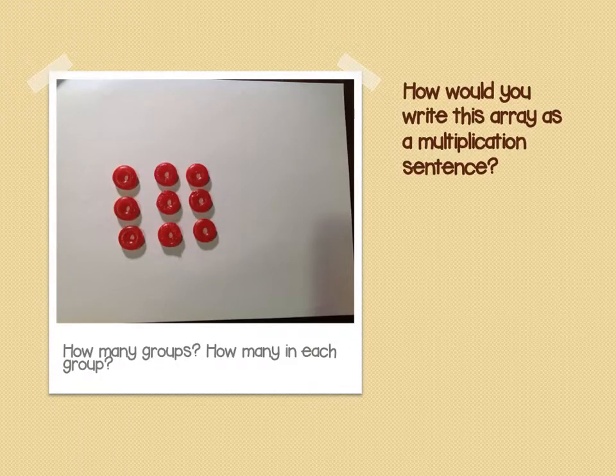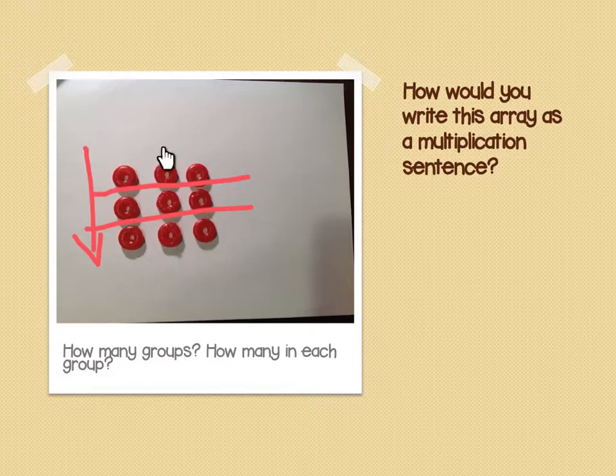All right, let's do one. How would you write this array as a multiplication sentence? You can see the picture of an array right here with my lifesavers. I have 1, 2, 3 in this row, and I have 3 columns. So I'm going to draw some lines to help us differentiate between our rows and columns. I've got 1, 2, 3 groups. So my groups are going to go this way. And then I'm going to count how many are in each group. So I've got 1, 2, 3.